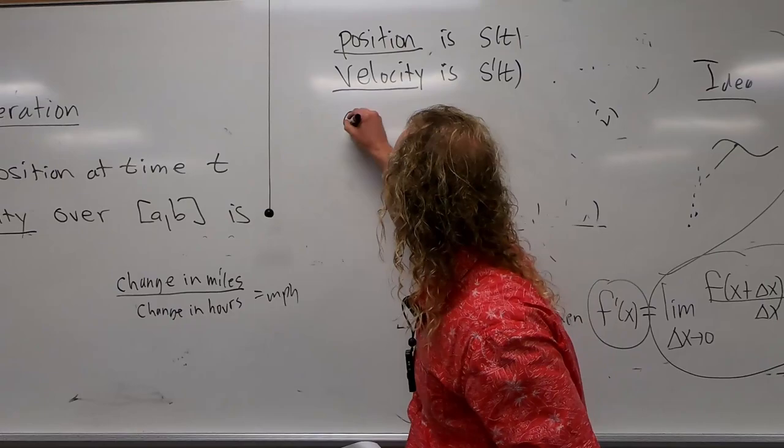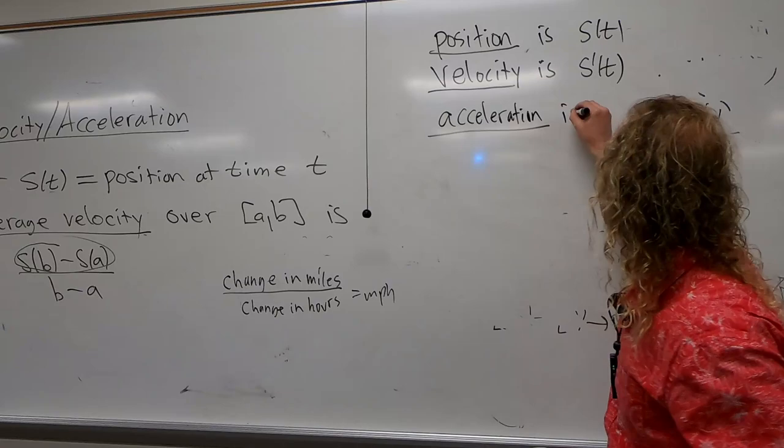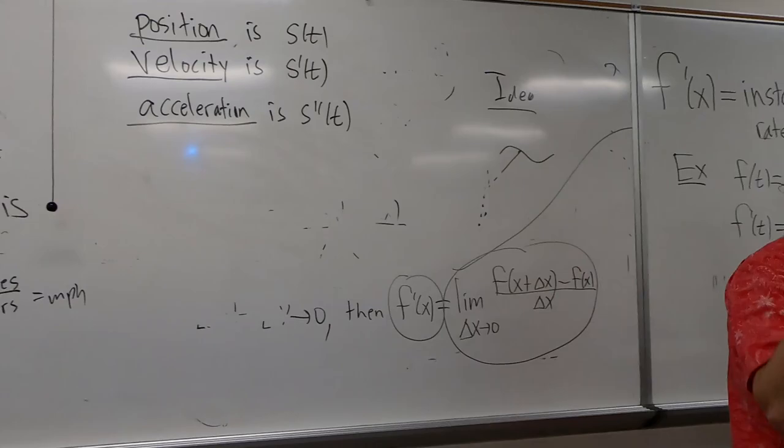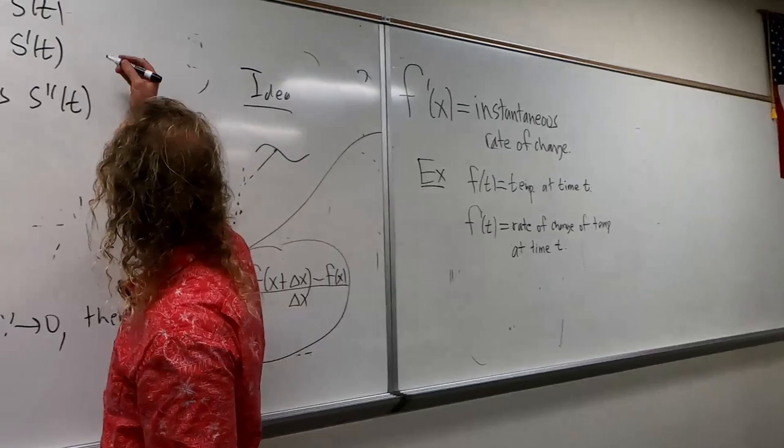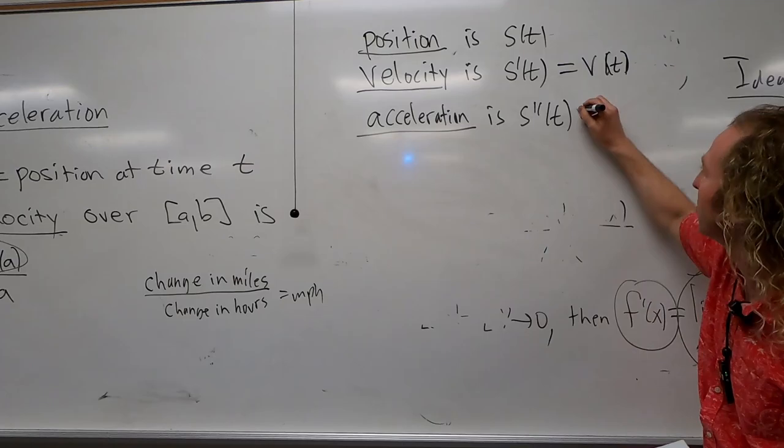So acceleration is S double prime of t. Okay, so S double prime of t. So the first derivative is velocity. The second derivative is acceleration. Right? Second derivative is acceleration. And you can think of this as V of t. V for velocity, we can make up names, and we can call this A of t.